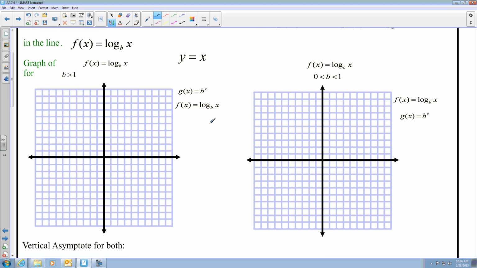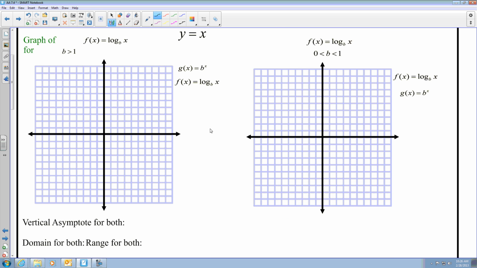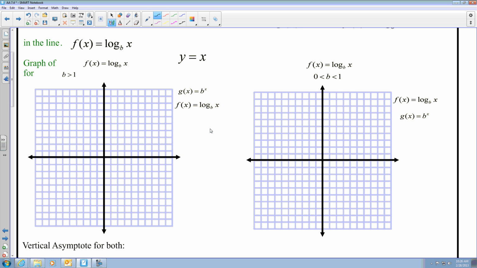Last thing I want to do is talk about graphing logarithmic functions. And this is where I'm going to show you that they're inverses. So the graph on your left is going to show you both exponential and logarithmic functions when b is greater than 1. So I'm going to make a green graph that shows exponential functions. This is what we had talked about in previous sections here in chapter 7, where we have exponential growth because b is greater than 1.